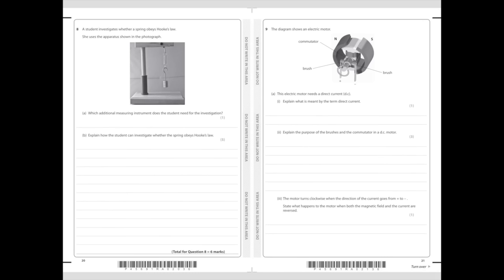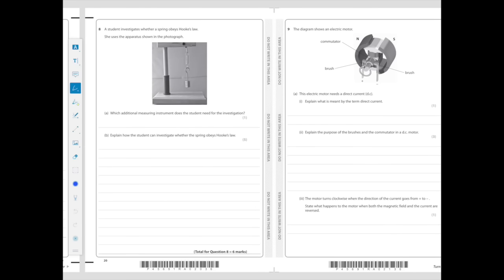Now we're going to look at a past exam question on it. So a student investigates whether a spring obeys Hooke's law. She uses the apparatus shown in the photograph. Which additional measuring instrument does the student need for the investigation? Well, I've told you it's all about measuring the length of the spring, so we need a ruler.